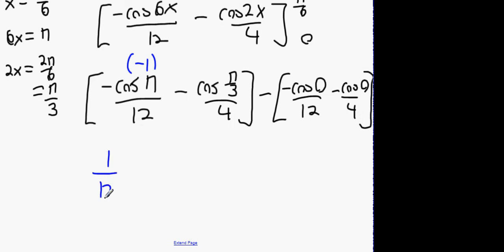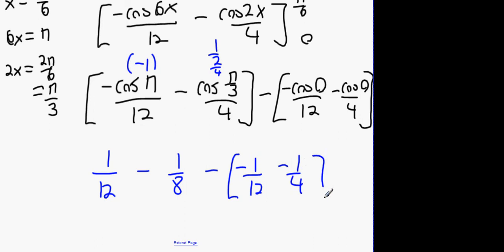So that's 1 over 12. What's cos pi over 3? A half. What's a half divided by 4? It's an 8. It's 4 times smaller than a half. What's cos 0 in your calculator? 1. So it's minus a 12th. And cos 0 again is 1, minus a quarter.